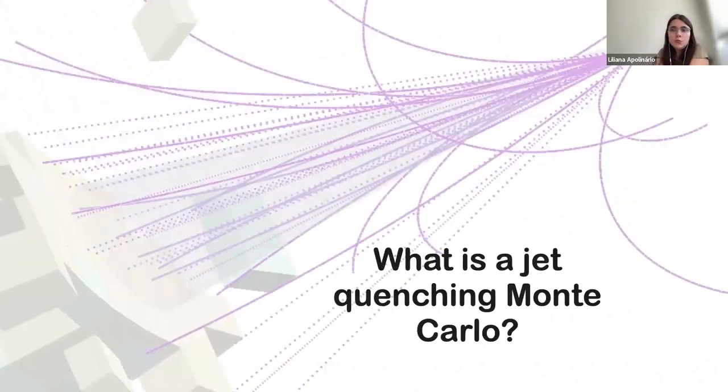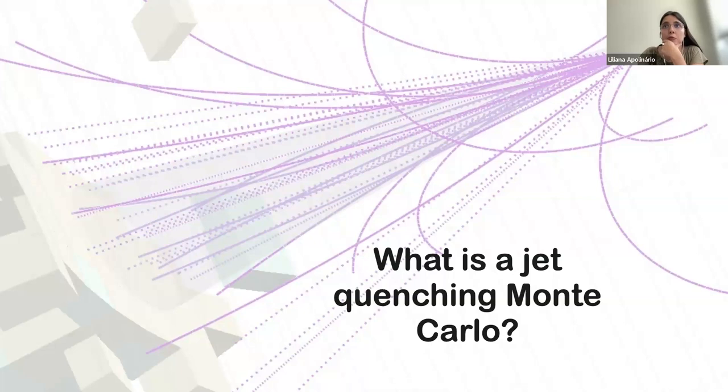So let's now move to the other question, which is, what is a jet quenching Monte Carlo? At this point, I stop and ask if there are any questions. Nothing in Slack right now. So let me encourage people to ask questions in Slack, please, or speak up right now. If not, then I will continue, and probably some questions will come out.